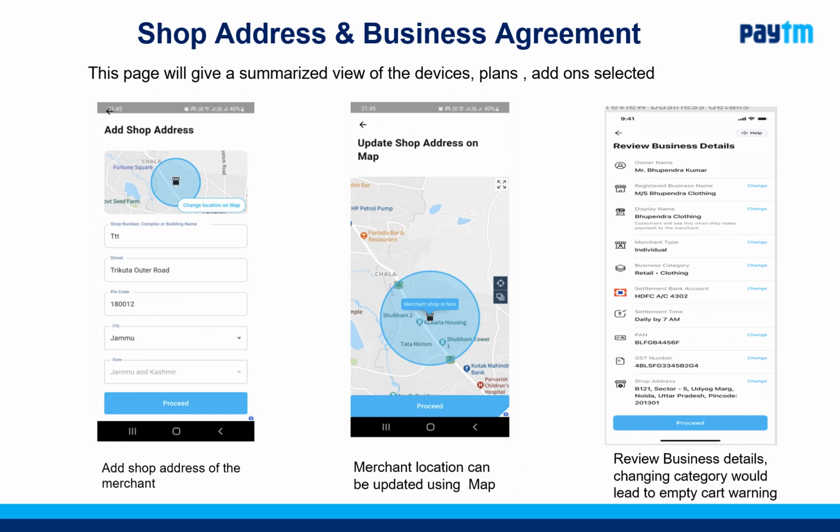The next one is to give a summarized view of the devices, plans, and add-ons which are selected. Here you can see the shop address of the merchant. Merchant location can also be updated using the map. Review the business details, check the category and proceed further.